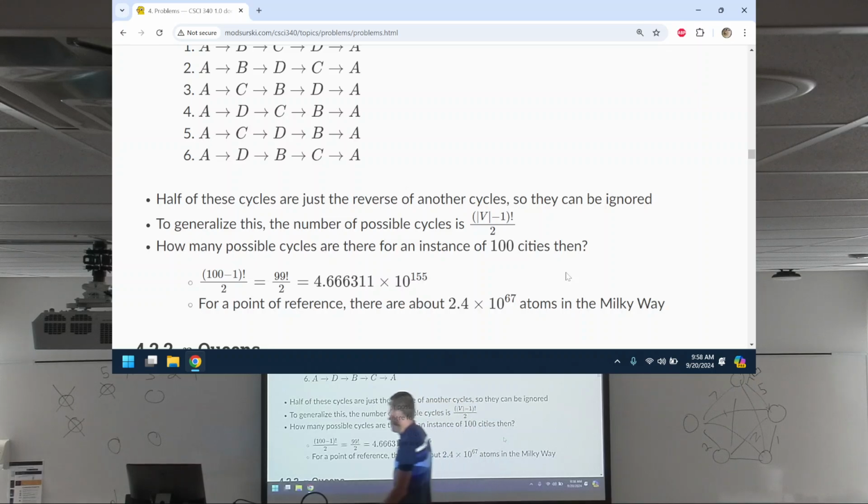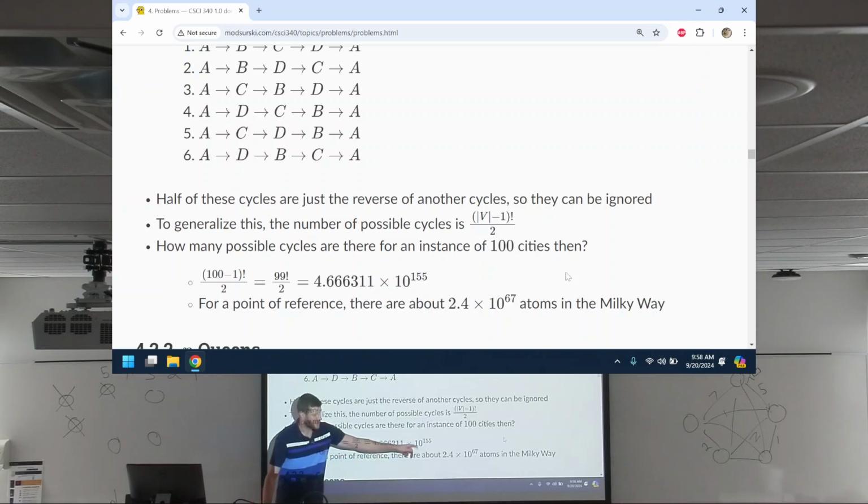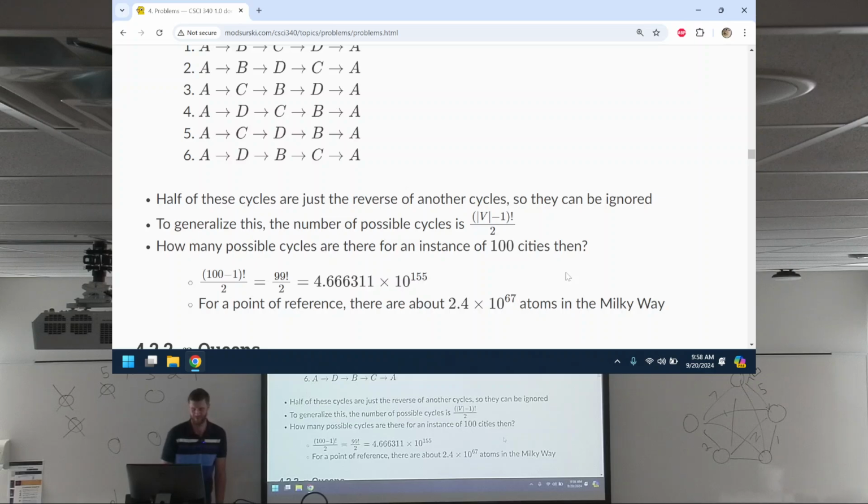Now, if I gave you an example of 100 cities, how many possible combinations are there? 4.666311 times 10 to the 155. That's a lot. To put things in perspective, there's about 2.4 times 10 to the 60 atoms in the Milky Way. You would need a ton of Milky Ways.